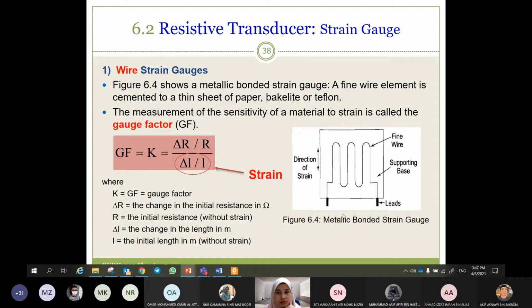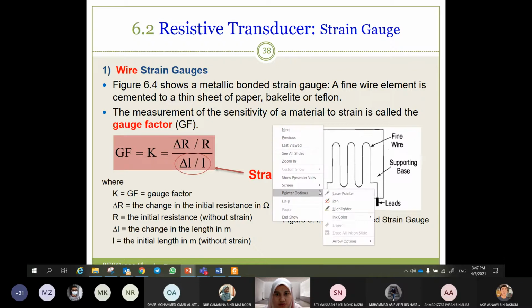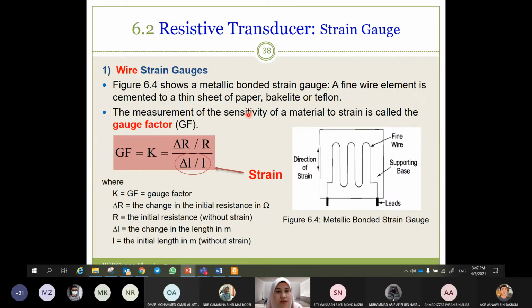So this is the strain gauge. Metallic bonded strain gauge: a fine wire element is cemented to a thin sheet of paper. So this is thin wire or fine wire. The measurement of the sensitivity of a material to strain is called the gauge factor. The formula is del R over R divided by del L over L. So K is equal to GF.